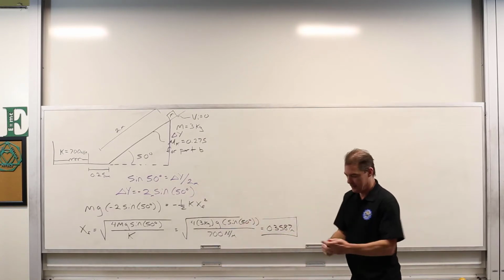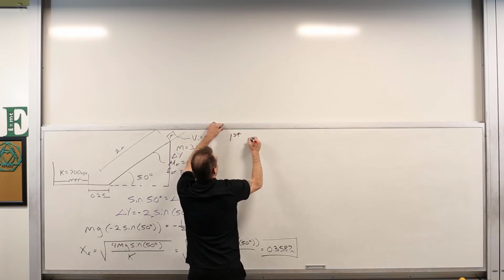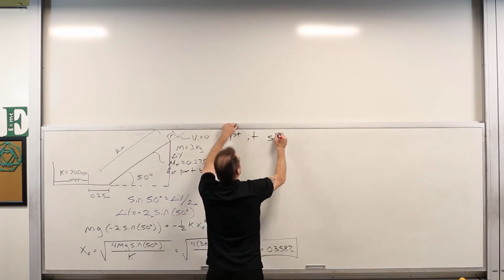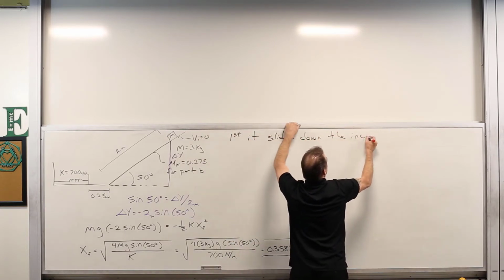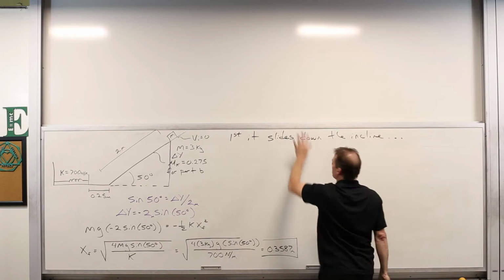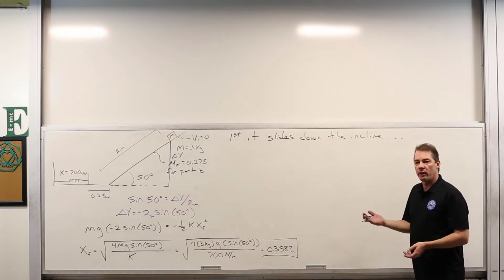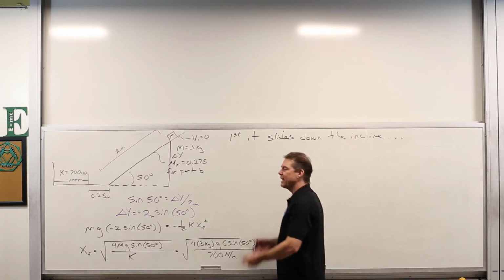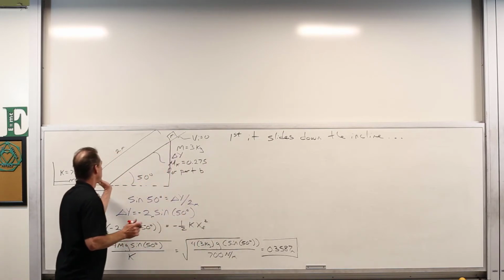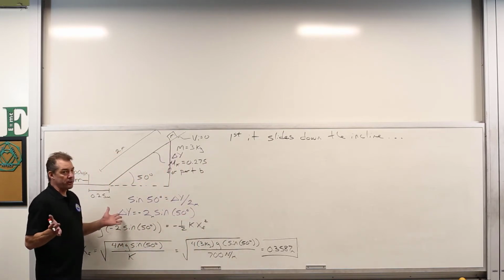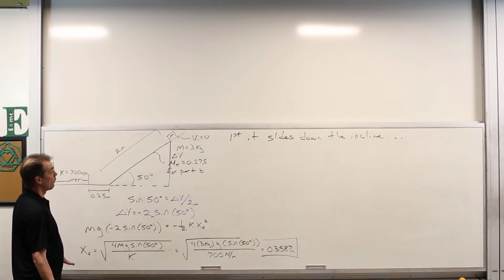And we'll go ahead and see what to do. So first, it slides down the incline. We've got a release of potential energy, friction taking away some energy, and some kinetic energy being increased. So let's do this all with energy considerations. That's the topic here, and go from there.